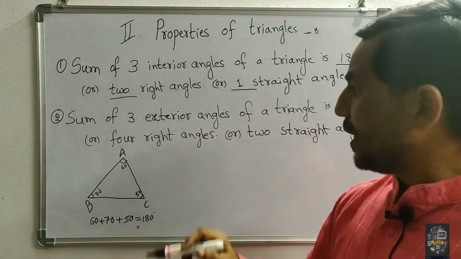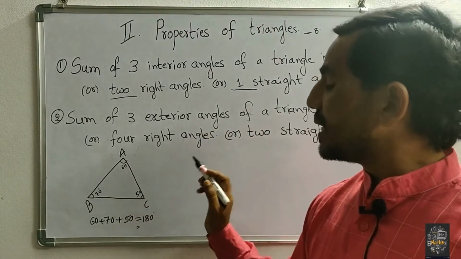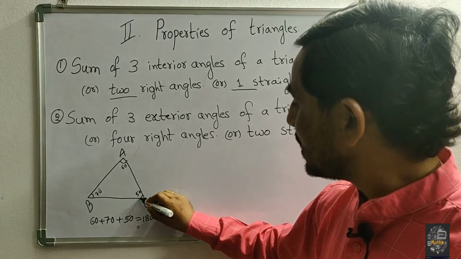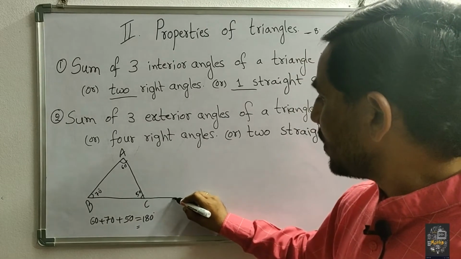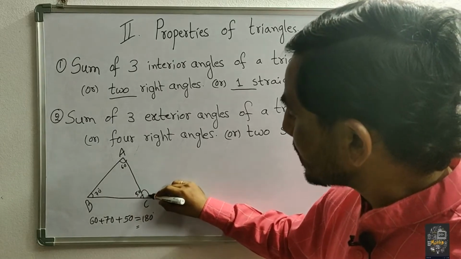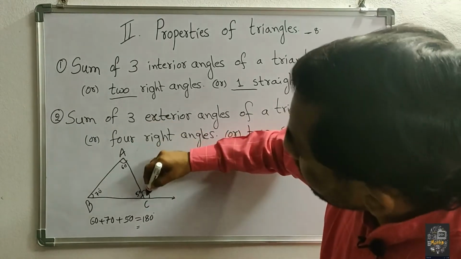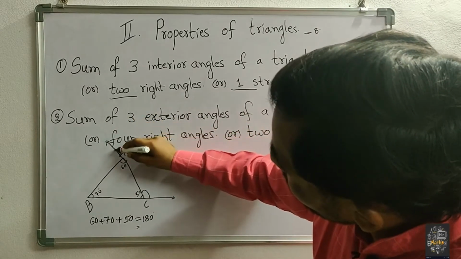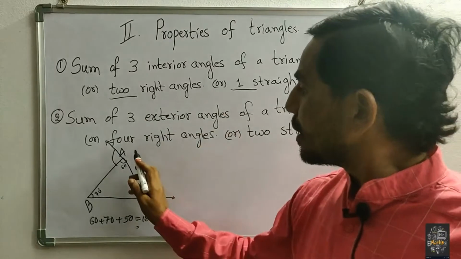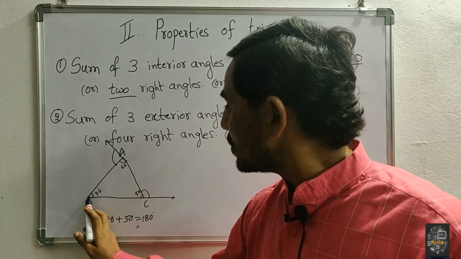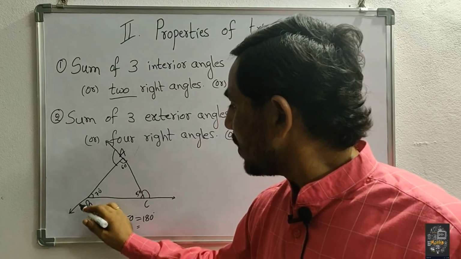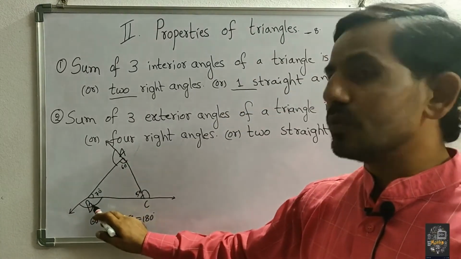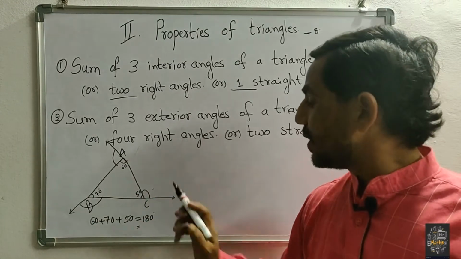And come to the second one. So interior angles I have taken. What about exterior angles? For example, I will extend the BC side. We get one exterior angle. Again I am extending the AC line like this, so we get one more exterior angle. Again AB is extended, and again we get one exterior angle. So this is one exterior angle, this is one exterior angle, and another exterior angle.